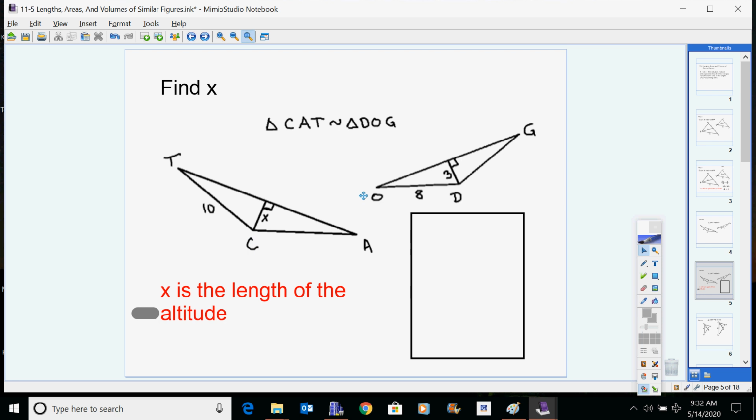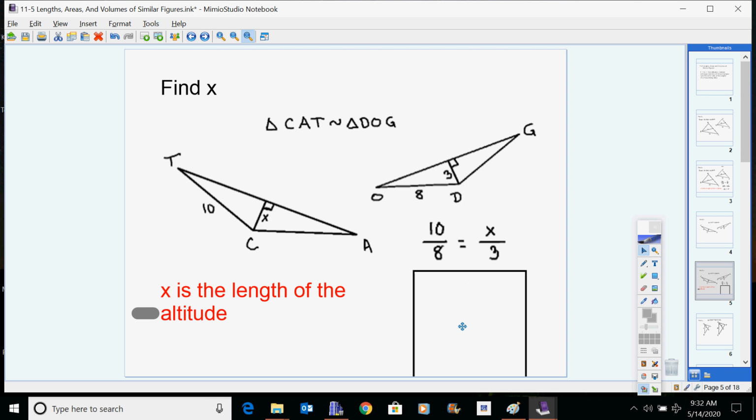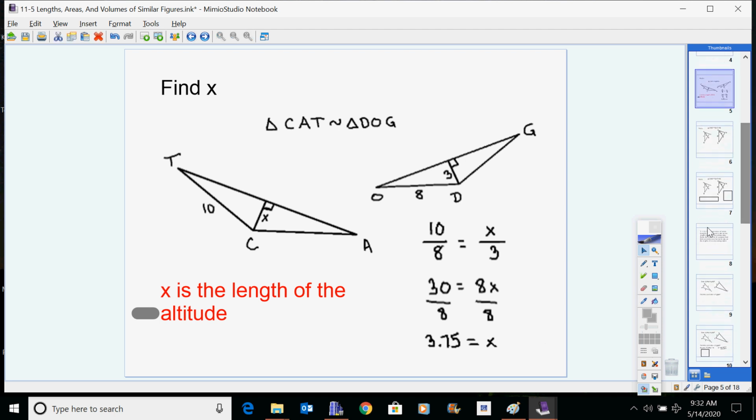So if we do 10 and 8, 10 goes with 8 like x goes with 3. 10 over 8 equals x over 3 as a proportion. Once again, you can cross multiply to solve. 3 times 10, 30. 8 times x, 8x. Divide by 8 and get 3.75. Now, if an answer ends exactly, you should go ahead and write the whole answer like that. Okay, so once again, keyword number 2 is altitude.